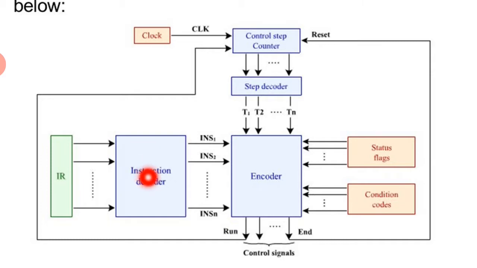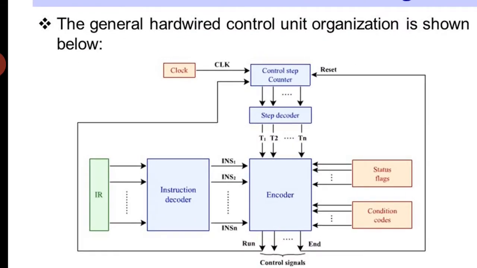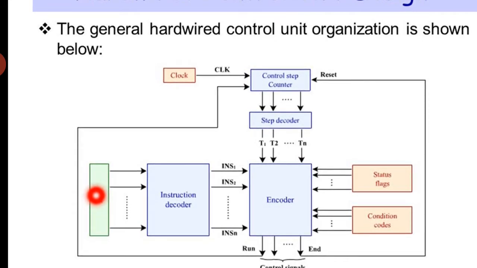The step decoder provides a separate signal line for each step or each time slot in the control sequence. Similarly, the output of the instruction decoder consists of separate lines for each machine instruction. So the decoder has separate lines for each step, and it also produces separate output lines for each and every machine instruction. Here IR means instruction register. The instruction register holds the instruction which has to be executed currently.